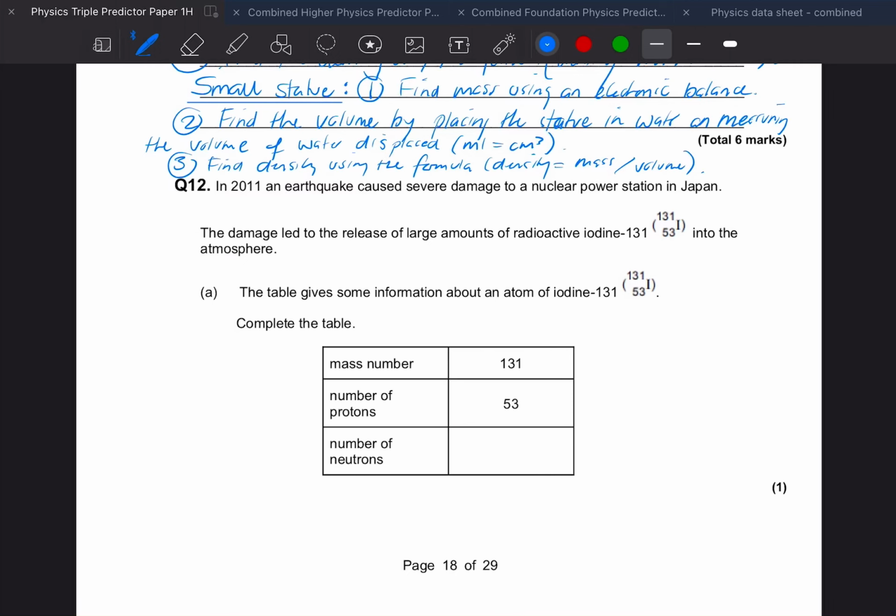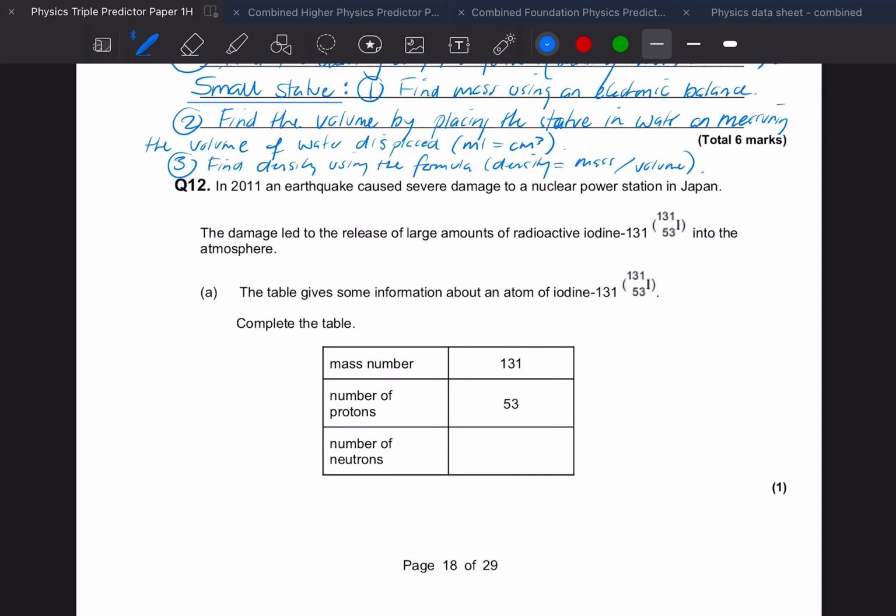Okay, and last but not least, we are on to question 12. So question 12 is about radiation. In 2011, an earthquake caused severe damage to a nuclear power station in Japan. The damage led to the release of large amounts of radioactive iodine-131 into the atmosphere. The table gives some information about iodine-131.